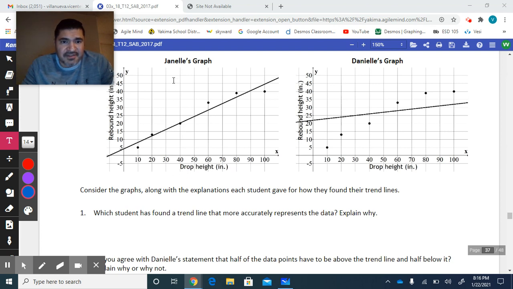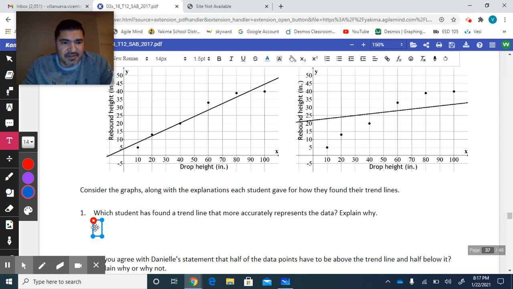I think that Janelle's graph is more accurate. Okay, because it's closer. If you look at the difference between this point and the line, it's pretty close. This one's really close. This one's right on it. This one's close, close, and pretty close. This one here is pretty far away. Okay, so is this one. So is this. The rest of these are all a pretty good distance away. So I'm thinking Janelle's graph is more accurate. So I'm going to go ahead and type that in.